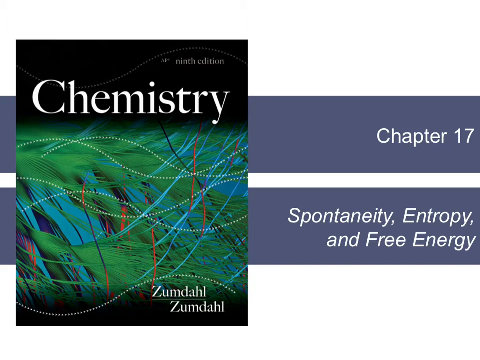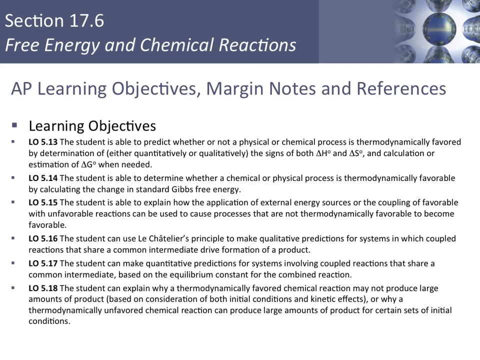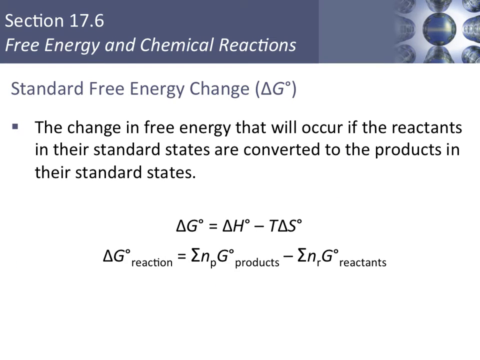In section 6 of chapter 17, we're back to talking about free energy. This time we're going to look at free energy and chemical reactions. There are a few ways that we can calculate the standard free energy change. That's delta G with the little degree symbol here. Remember, standard means 25 degrees Celsius and 1 atmosphere for the temperature and pressure.